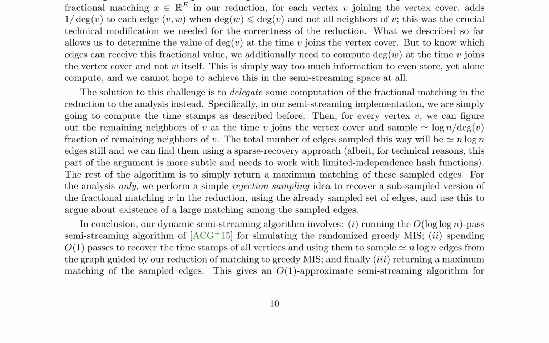Finally, the authors delegate some computation of the fractional matching in the reduction to the analysis. They compute the timestamps and sample asymptotically a log n / deg(v) fraction of remaining neighbors of v, so the total number of edges sampled will be asymptotically n log n edges, and they can find them using a sparse recovery approach. The rest of the algorithm involves returning a maximum matching of these sampled edges and performing a simple rejection sampling idea to recover a subsampled version of the fractional matching X in the reduction.